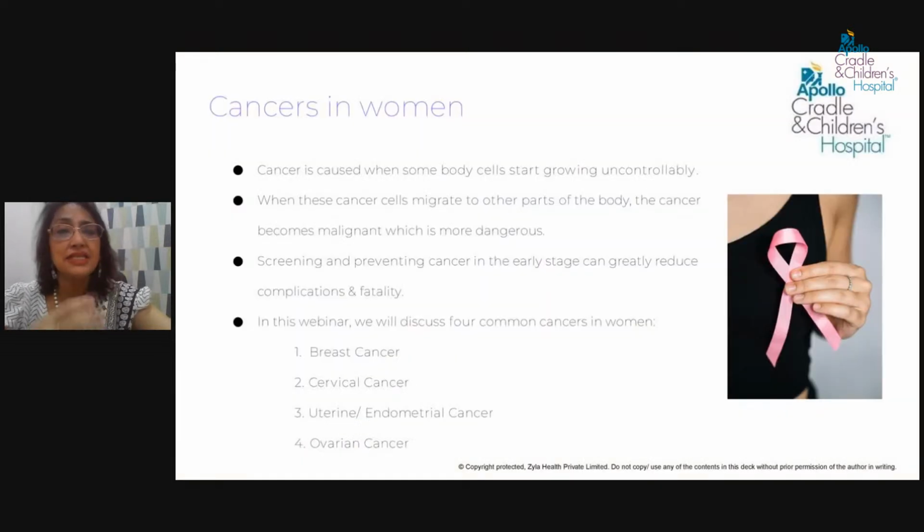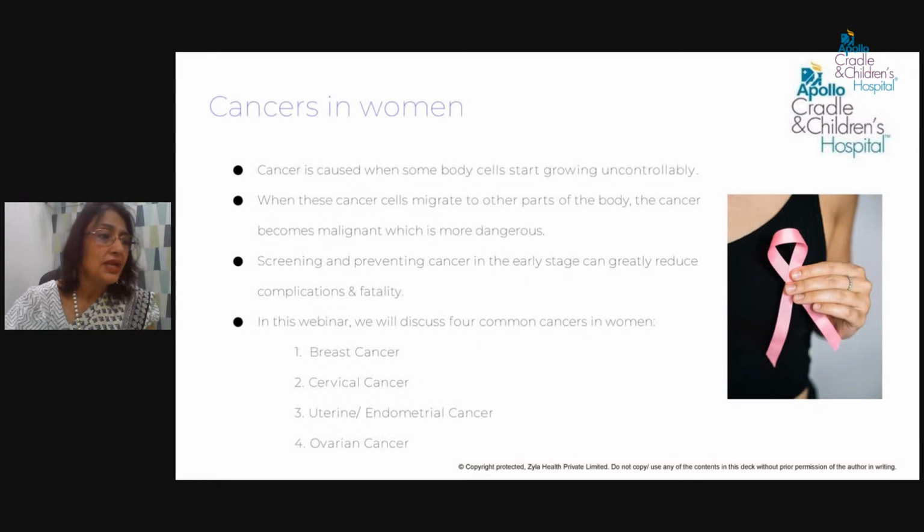Cancer means when the cells in the body start multiplying at an abnormal rate. They start multiplying, then that organ of the body starts becoming cancerous. And once these cells migrate to other parts of the body, the cancer becomes malignant. So this is the basic etiology of cancer: कि एक organ के cells बहुत ज़्यादा multiply करते हैं and then they start migrating to other parts of the body. This abnormal high rate of division of the cells, they migrate to other parts of the body and then it becomes malignant. So screening and preventing cancer in the early stage can generally reduce the complications and the fatality rate of cancer.